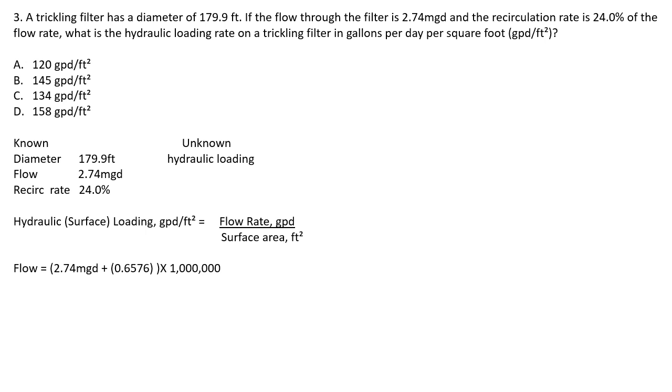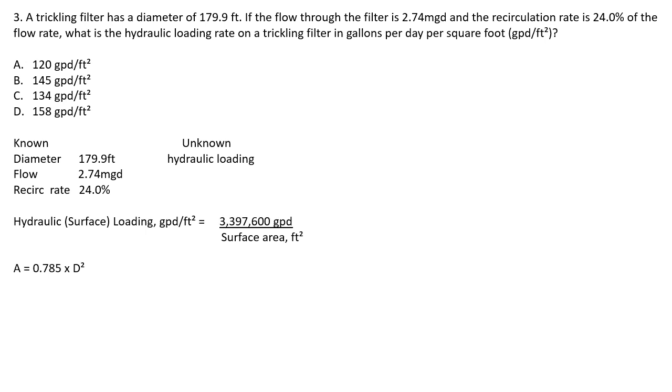So when we do the 2.74 times 0.24, you get 0.6576. We're going to add that to 2.74. You get 3.3976. We're going to times this by a million to get into gallons per day. You end up with 3,397,600. So we can plug that into our formula.